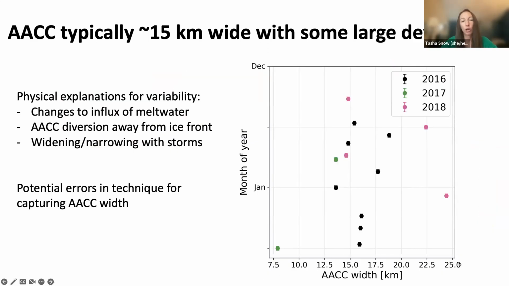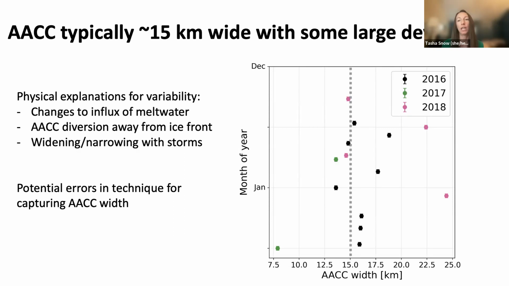And that's what I'm showing here. So the coastal current width is across the x-axis. On the y-axis is time, December to February as month of the year. And so you can kind of see the seasonality in the coastal current width, and the different colors are from 2016 to 2018. And what you may notice is that they kind of all gather around 15-kilometer width. And this is kind of what we would expect.